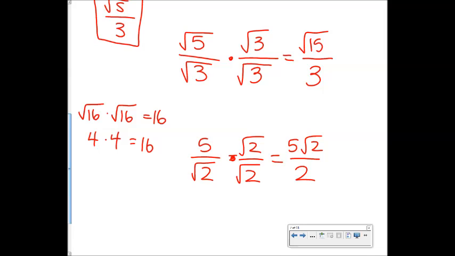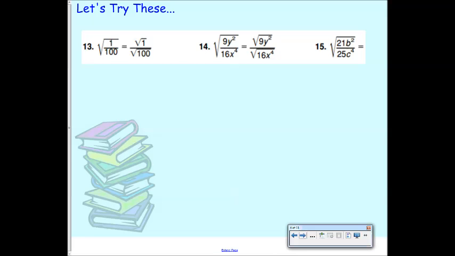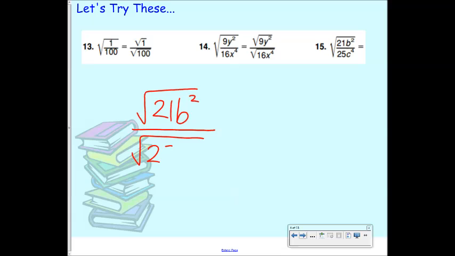All right. I'll take a second. It's a lot of notes. Okay. So we're just going to take a look at one of these. Let's take a look at 15. So we have square root of 21b squared over square root of 25c to the fourth. So on the bottom it's going to be 5c squared. How come that whole radical is gone?